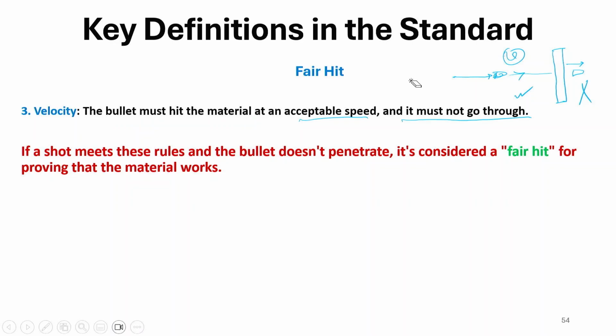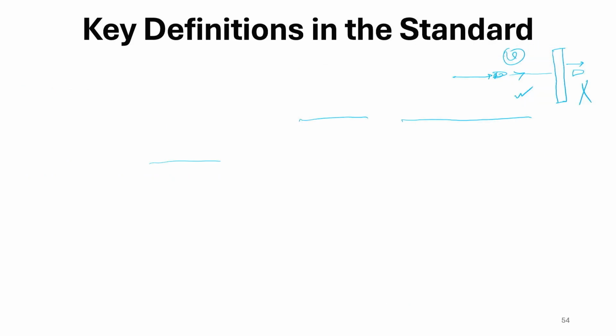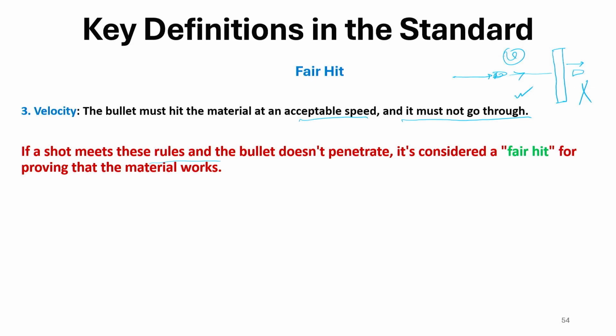So, all 3 rules have to be met: speed, angle and distance. Only then can we call it a fair hit. First we have to have a fair hit, and only then can we start testing. Without a fair hit, we have to reject that particular shot.